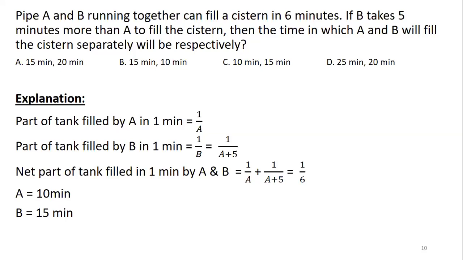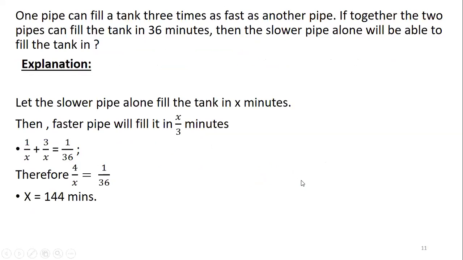In 1 minute, the job done by B is 1 by B. Relatively, we are writing that as 1 by A plus 5. Now the combined effort by A and B in 1 minute is 1 by A plus 1 by A plus 5. As per the given data in the question, it's 6 minutes. So the 1 minute job is 1 by 6. So solving, you get A is 10 minutes and B is 15 minutes.